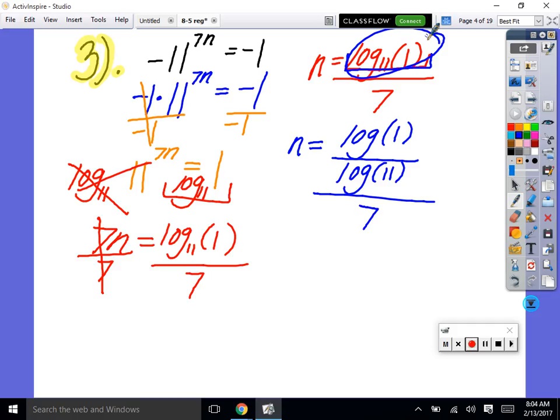Type it in. It should be 0. I'll show you: type in log of 1 divided by log of 11 divided by 7. Now you have to make sure to close your parentheses around all of this. That's usually what ends up happening.